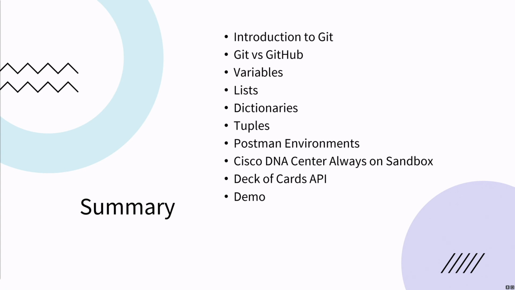We've covered Cisco DNA Center Always On Sandbox, which is available on the public internet and a great tool for testing APIs and scripting against a real lab network environment. We've gone over Deck of Cards API and how that can be a useful tool for practicing scripting, coding against another open source API server, and how it's fun because you can make your own card games out of it. And finally, we looked at a short demo of everything that we've covered.